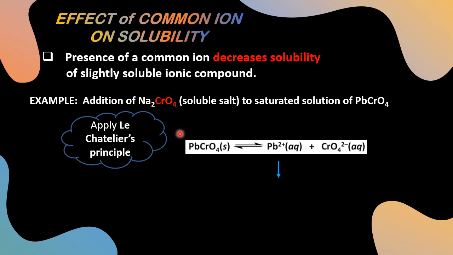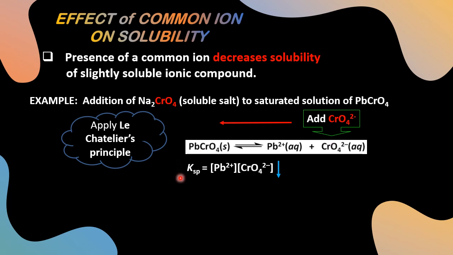And then we have to apply Le Chatelier's principle. When the sodium chromate is added, what happens? The concentration of the chromate ion increases, so the system will shift to the left. Now, this is the Ksp. When the system shifts to the left, it reduces the concentration of lead ion and chromate ion.